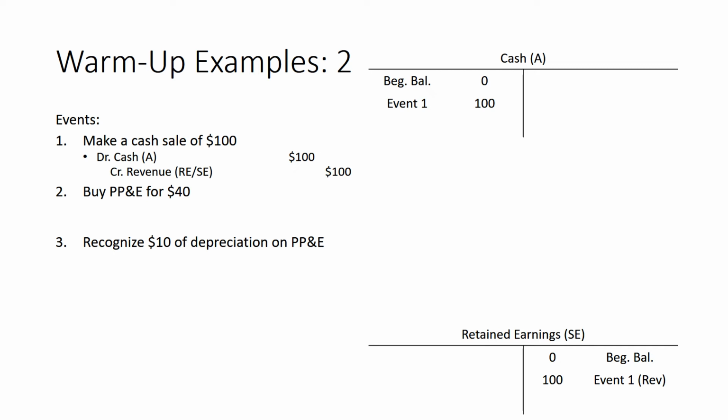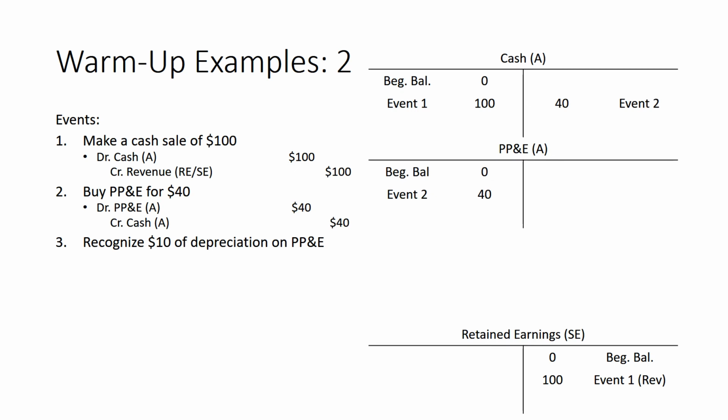In our T accounts, the cash beginning balance is 0, and Event 1 increases the cash by $100, so it goes on the debit side. We'll put revenue inside the retained earnings account. The beginning balance for retained earnings is 0, and from Event 1 through the revenue, our retained earnings goes up by $100.